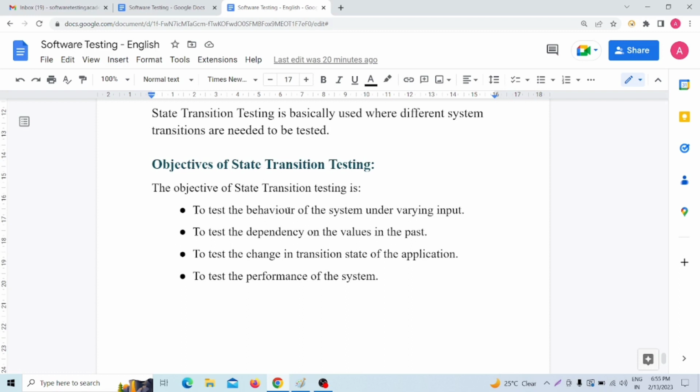Then second, to test the dependency of the values in the past. Then to test the change in transition state of the application, and to test the performance of the system. So these are the four objectives we can achieve from state transition testing. Okay, so these are the objectives we have to remember.